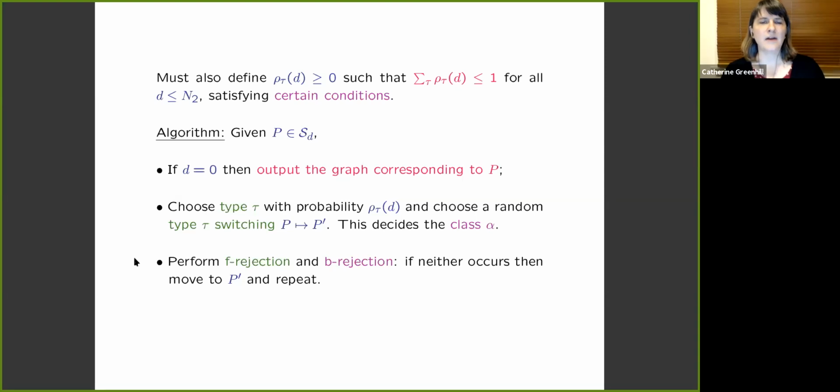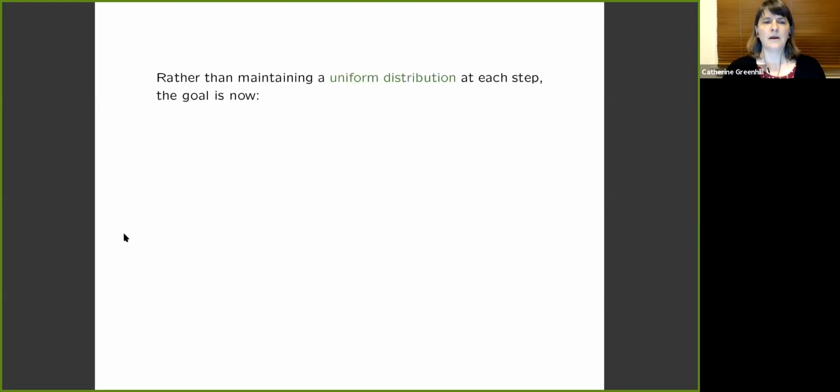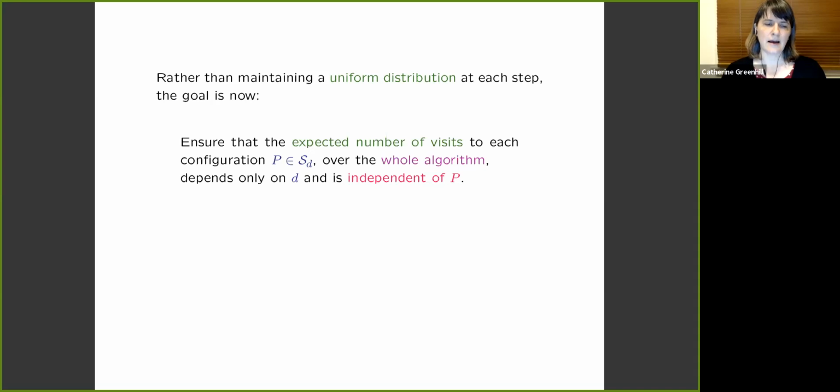Okay. So how do we know we get a uniform output? Well, the invariant is no longer that we maintain a uniform distribution at each step. That doesn't work. Instead, Jane and Nick said the goal should be this. I've written it over the whole algorithm, but actually it's over the doubles removing phase of the algorithm. So we want to ensure that the expected number of visits to each configuration in S_D, D doubles, over the doubles removing phase when we're bouncing around up and down, should only depend on D and be independent of the particular configuration P.